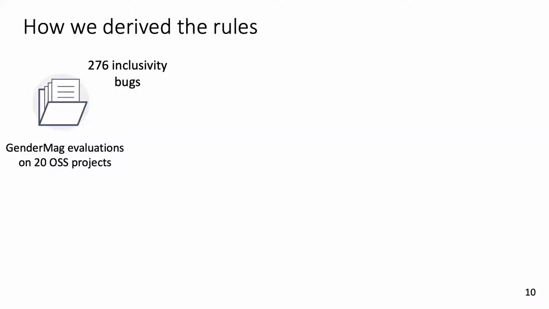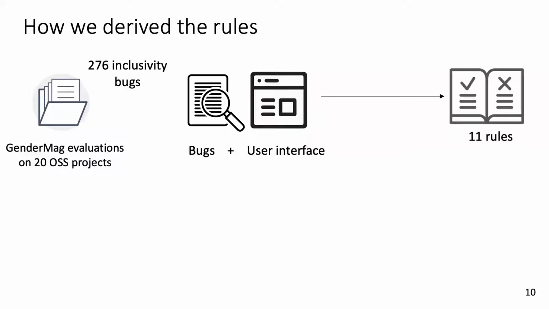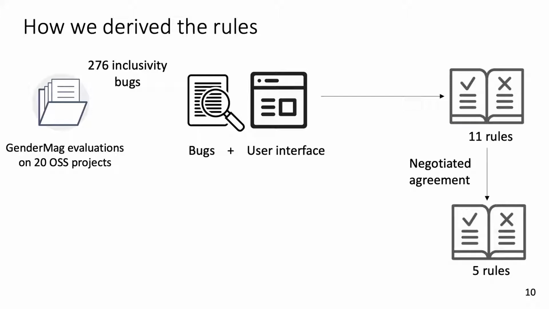We then analyzed each inclusivity bug and the whys behind it as well as the user interface. That led us to 11 rules. Then, after 3 rounds of negotiated agreement, we merged these 11 rules into 5 decision rules. So now let's talk about the first decision rule.